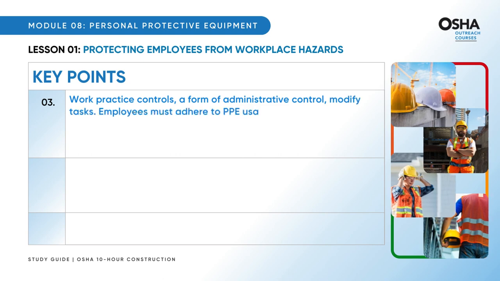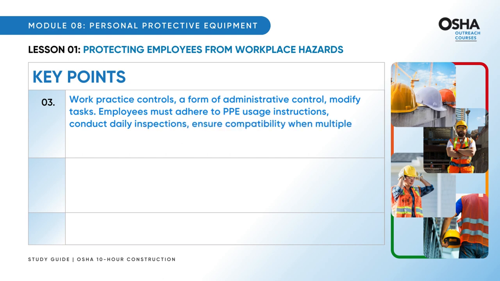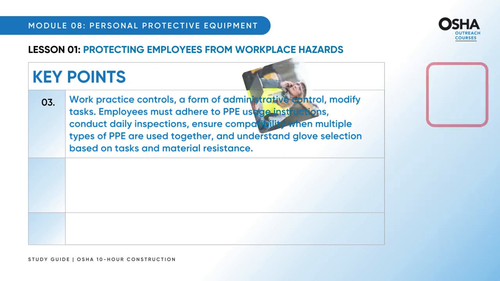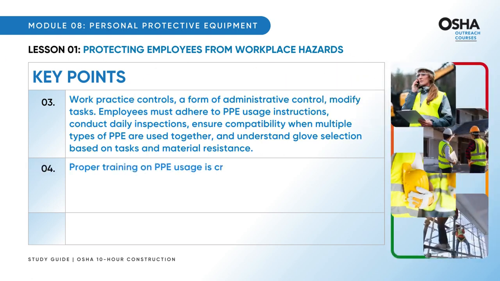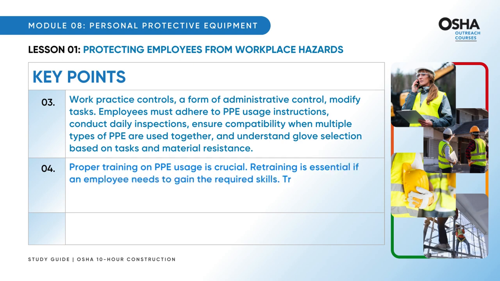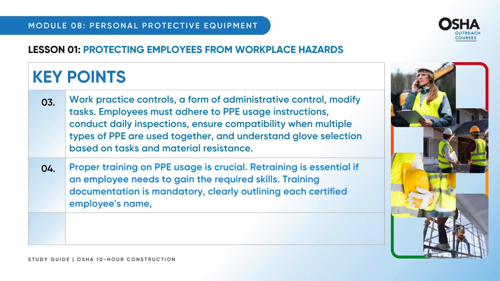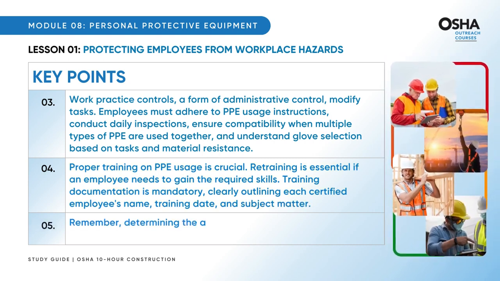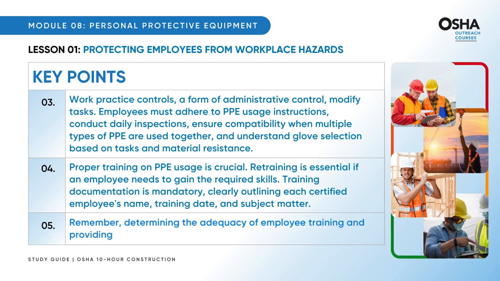Employees must adhere to PPE usage instructions, conduct daily inspections, ensure compatibility when multiple types of PPE are used together, and understand glove selection based on tasks and material resistance. Proper training on PPE usage is crucial. Retraining is essential if an employee needs to gain the required skills. Training documentation is mandatory, clearly outlining each certified employee's name, training date, and subject matter. And remember, determining the adequacy of employee training and providing retraining when necessary are key elements in PPE usage.